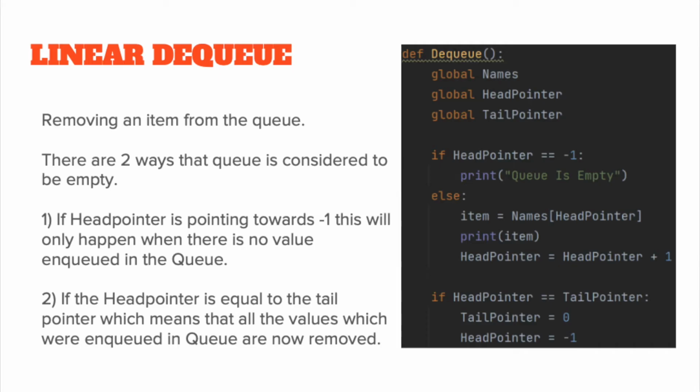Okay, now we're going to look at linear dequeue. And this basically is removing an item from the queue. Again, have a look at the code on the right hand side of the screen. That's where our function is.